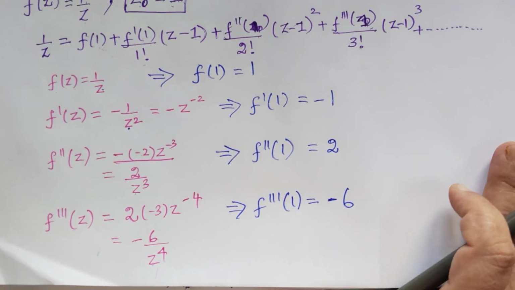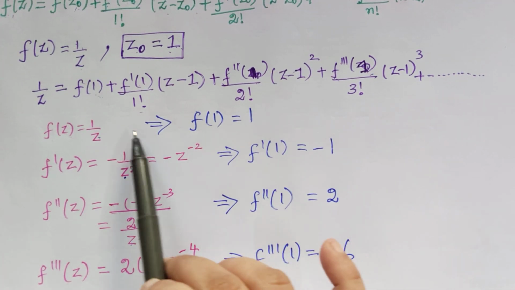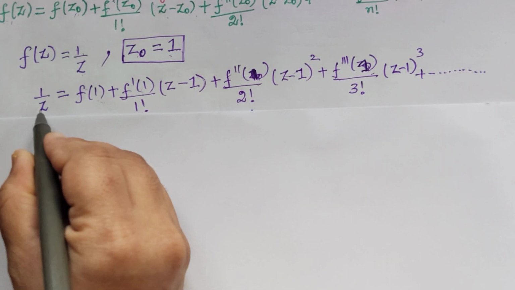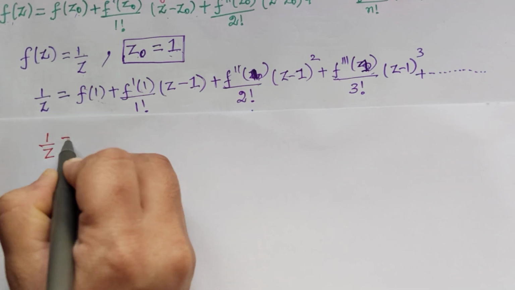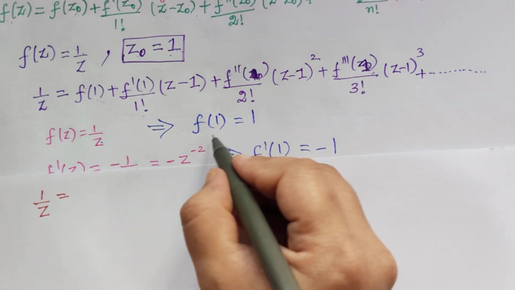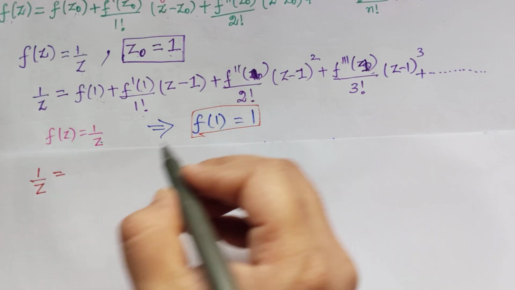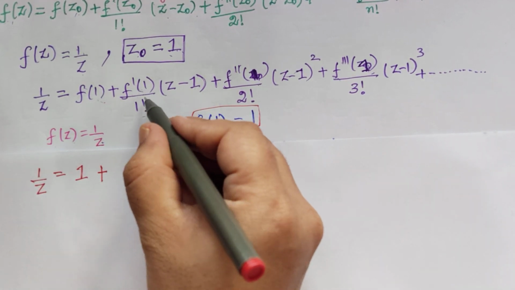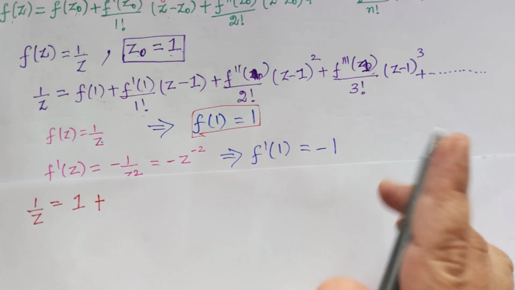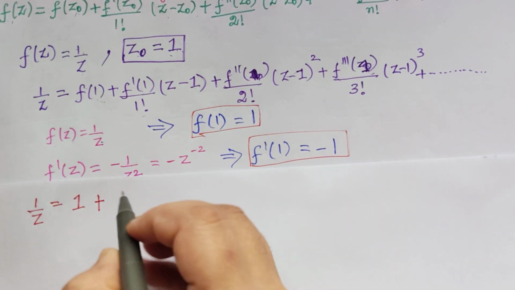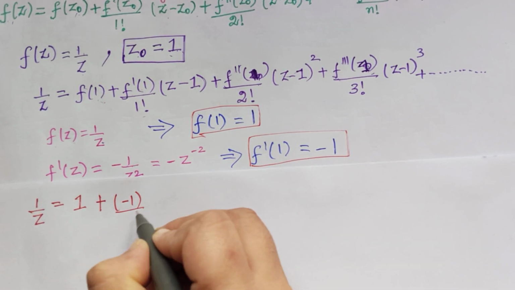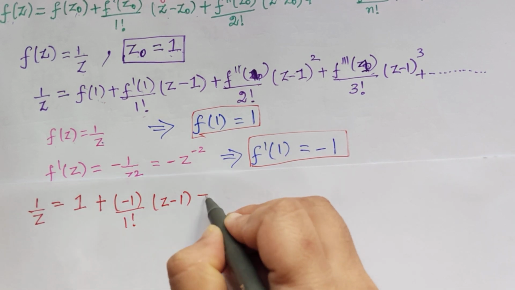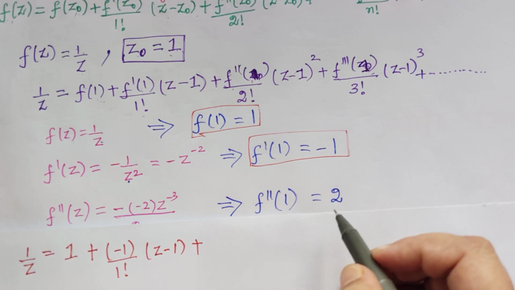So we have found this, and let us substitute all this over here. So here it will be 1 by z is equal to f of 1. F of 1 is what? 1. So let us substitute that. So 1, and then plus f dash of 1 by 1 factorial. What is f dash of 1? It is minus 1. So minus 1 divided by 1 factorial multiplied with z minus 1, plus f double dash of 1 is what? 2.